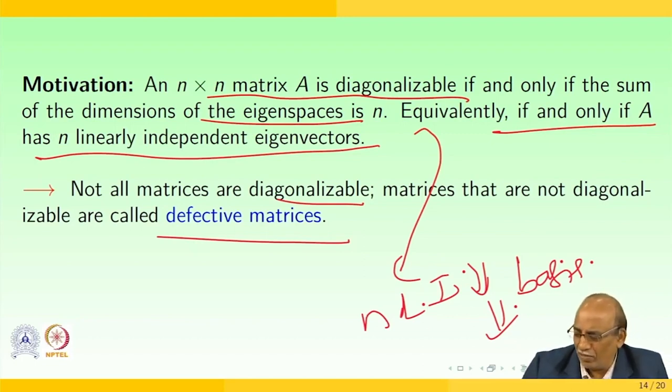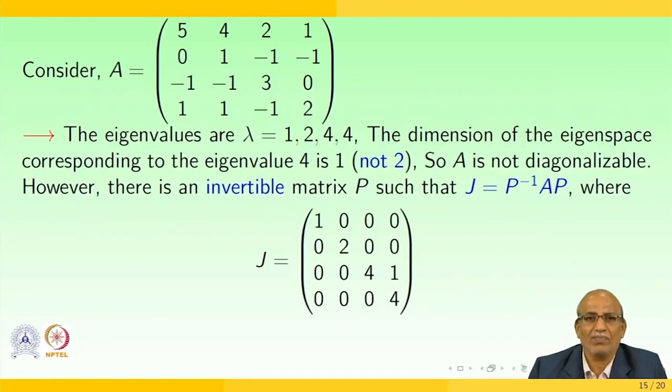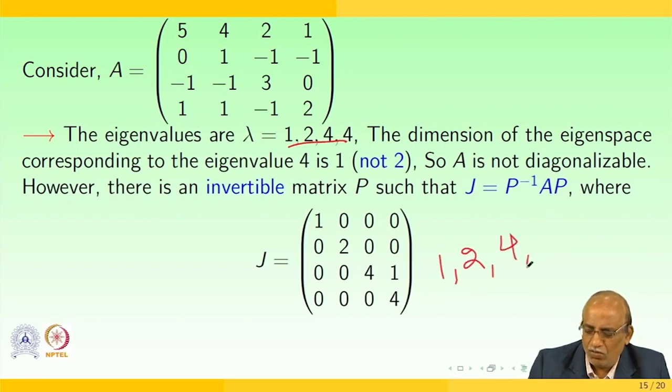So, this is a very, very important concept in the case of diagonalization. Now, let us start with a simple example, the one which we spoke of over here. Let us consider the 4 by 4 matrix A: 5, 4, 2, 1, 0, 1, minus 1, minus 1, minus 1, minus 1, 3, 0, 1, 1, minus 1, 2. So, what are the eigenvalues of this matrix A? These are 1, 2, 4, 4, these are the eigenvalues.